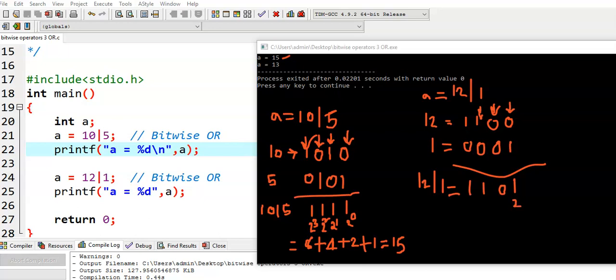This value becomes 2 power 0, 2 power 1, 2 square and 2 cube, and we multiply them and add them. 1 into 2 cube we get 8, 1 into 2 square we get 4, 0 into 2 power 1 we get 0, 1 into 2 power 0 we get 1, and the final value becomes 13. In this fashion we got the second output, A is equal to 13. This is how the bitwise OR operator works.